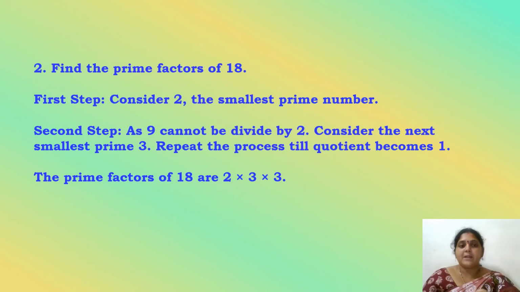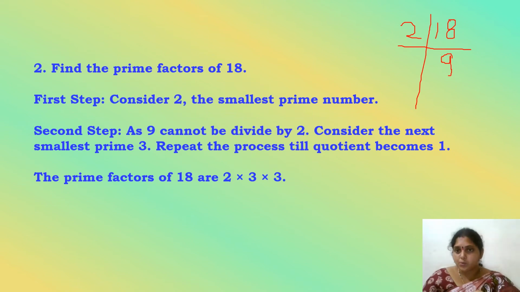One more example I am taking here. Find the prime factors of 18. What is our number here? Our number is 18. So first what we have to do? We have to take our smallest prime number. What is our smallest prime number? Our smallest prime number is 2. So in 2 table 18 how many times it goes? It goes 9 times.